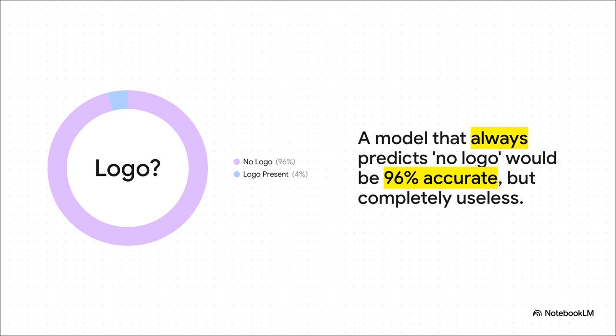Let's say you're building a model to detect a logo in an image, but only 4% of your images actually have a logo. A lazy model could just predict no logo every single time. And guess what? It would be 96% accurate, but is it useful? Absolutely not. It's completely useless. This is what we call the accuracy paradox.